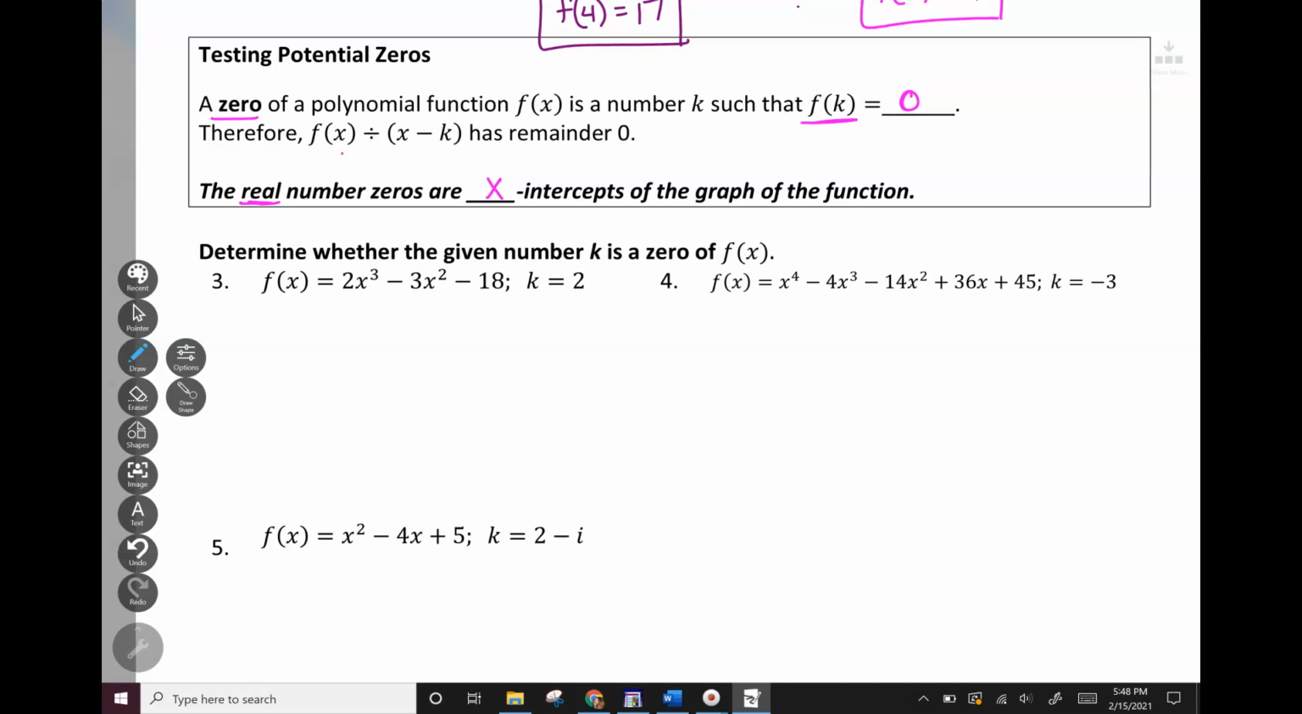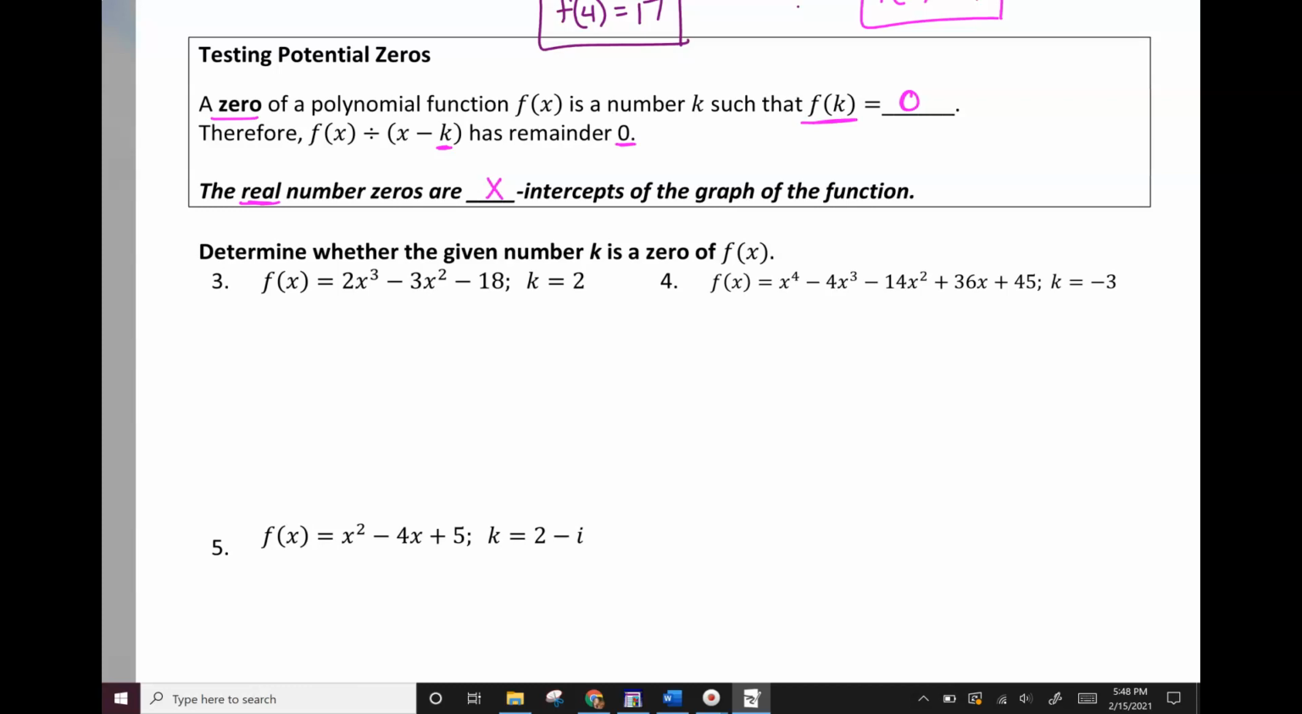Now also, f of x divided by x minus k must have a remainder 0. So based on our remainder theorem we just talked about, this would also imply that if the remainder is 0, then this is a 0 of the function, or k is an x-intercept. Okay, so you're looking for having that remainder 0, and that means that that number that you divided by is a 0. Okay, let's try it.